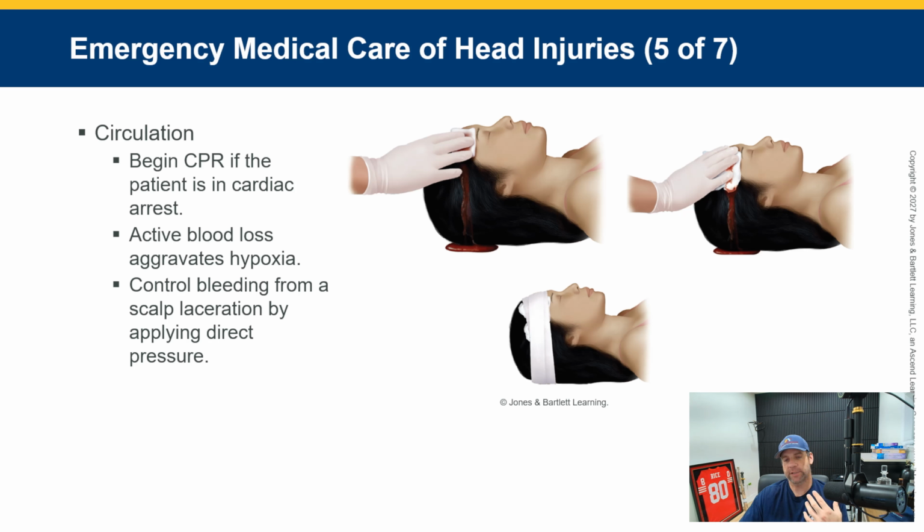Now to treat that, you're going to do a light dressing. You don't want to put too much pressure on it in case there's an underlying skull fracture. If you have any type of avulsion, a flap of skin, you will put that flap right back on and then roll it up. You're going to use dry sterile dressings. In the picture, it looks like they're using a 4x4 gauze, and then a gauze roll to secure it in place.